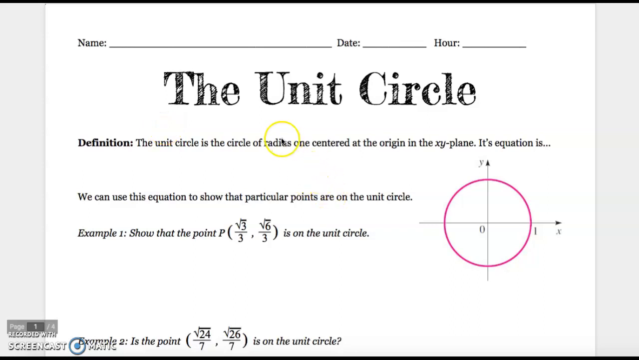Hey guys, so today we're going to be looking at an introduction to the unit circle. First it's helpful to define what the unit circle actually is. So our unit circle is the circle of radius 1.